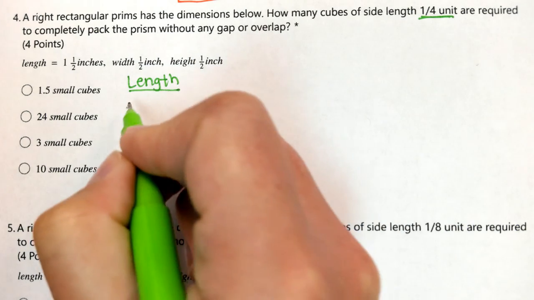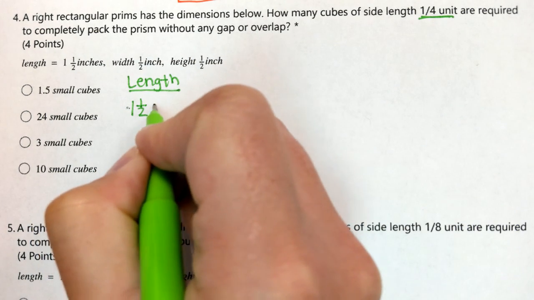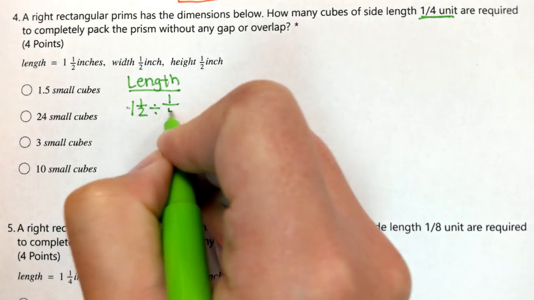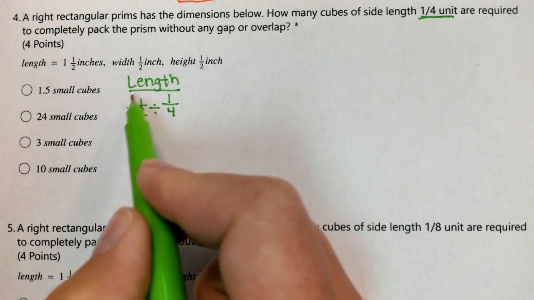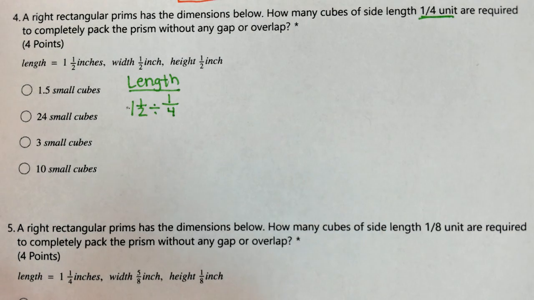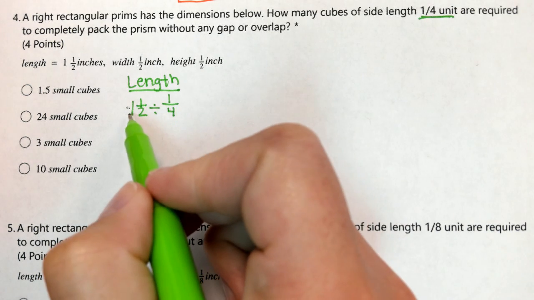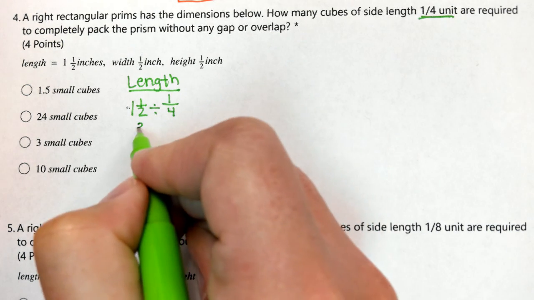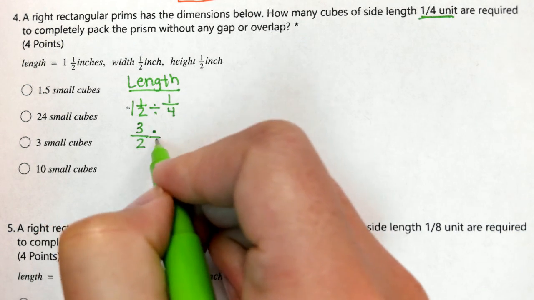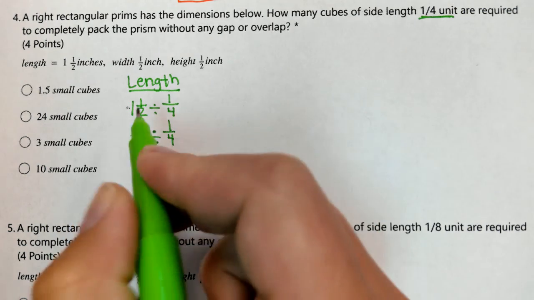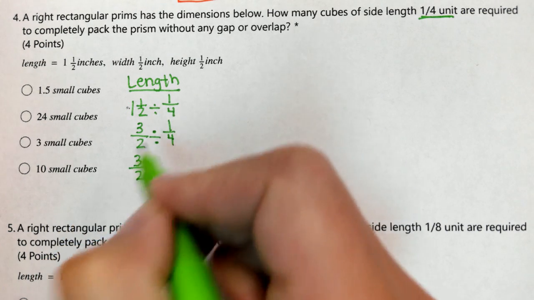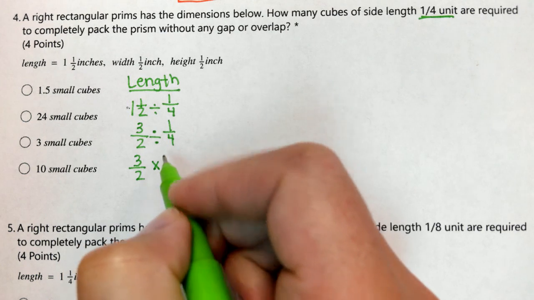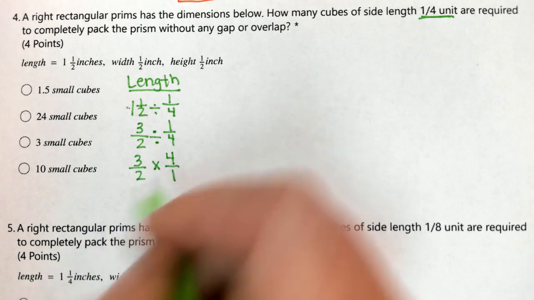So I'm going to take the 1.5 and divide that by 1/4. I have to change this 1.5 to a fraction before I can do keep, change, flip. So 2 times 1 is 2, plus 1 is 3, so I have 3 over 2 divided by 1/4. I keep the 3 over 2, change division to multiplication, and flip 1/4 to 4 over 1.